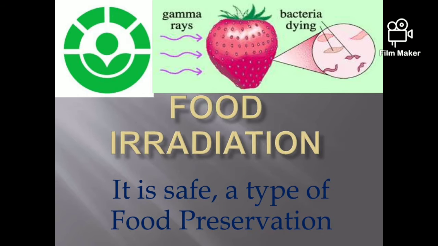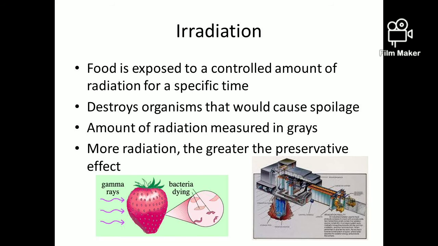Food irradiation. It is a safe type of food preservation. Irradiation: food is exposed to a controlled amount of radiation for a specific time to destroy organisms that would cause spoilage. The amount of radiation is measured in grays. The more radiation, the greater the preservative effect.